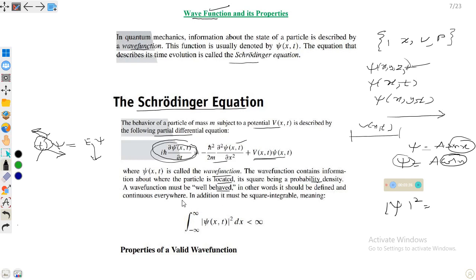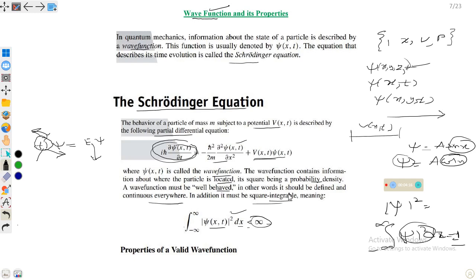In other words, it should be defined and continuous everywhere. For example, if we integrate over space, the integral of psi squared dx should be equal to 1, meaning it should be defined, not undefined. In addition, it must be square integrable. For square integrability, the integral from minus infinity to infinity of psi mod square dx should be less than infinity. It should not go to infinity, otherwise our wave function will not be square integrable. If any function satisfies this property, it is square integrable.